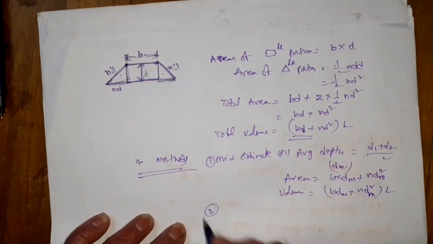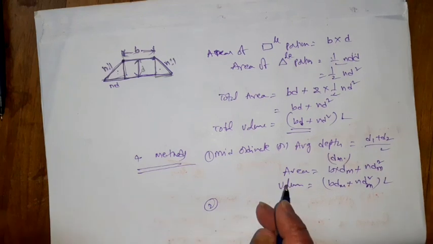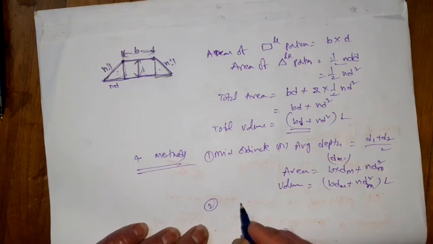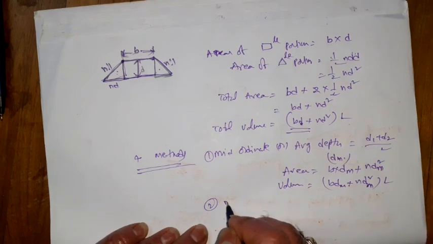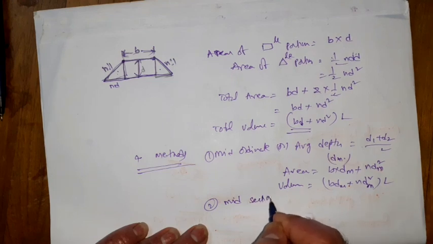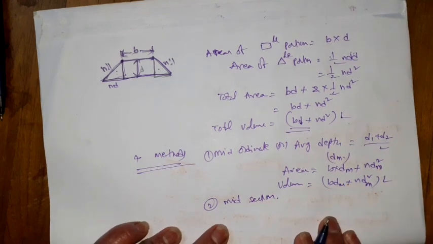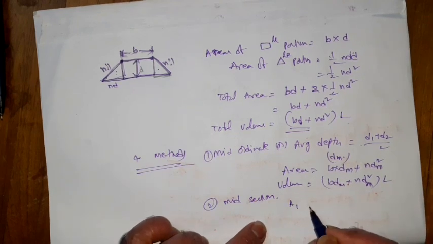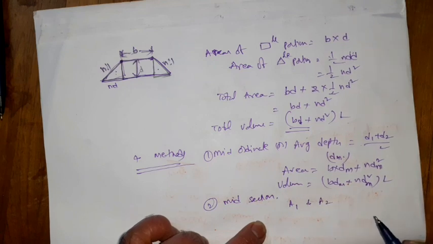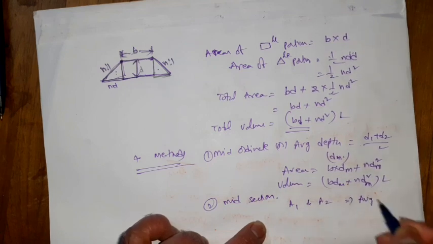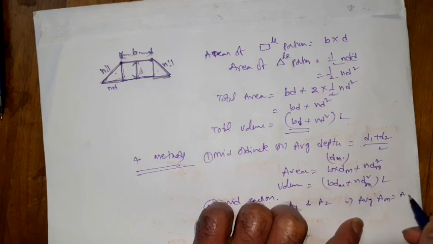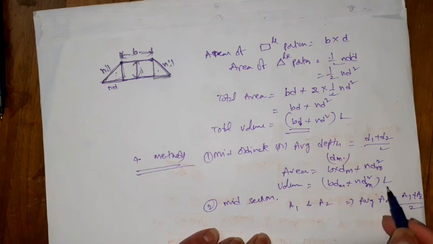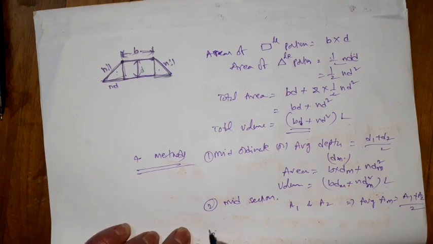Okay, so the second rule is the midsection rule. There we have to take A1 and A2, then we take the average A_m, that is A1 plus A2 by 2. Then A_m is multiplied with L.